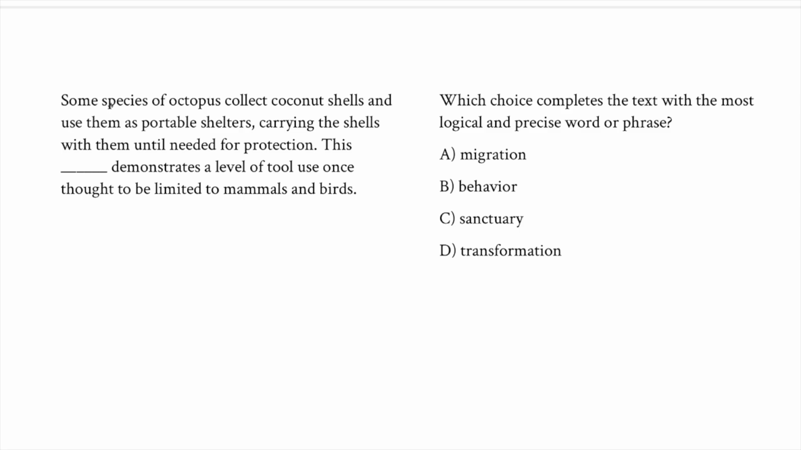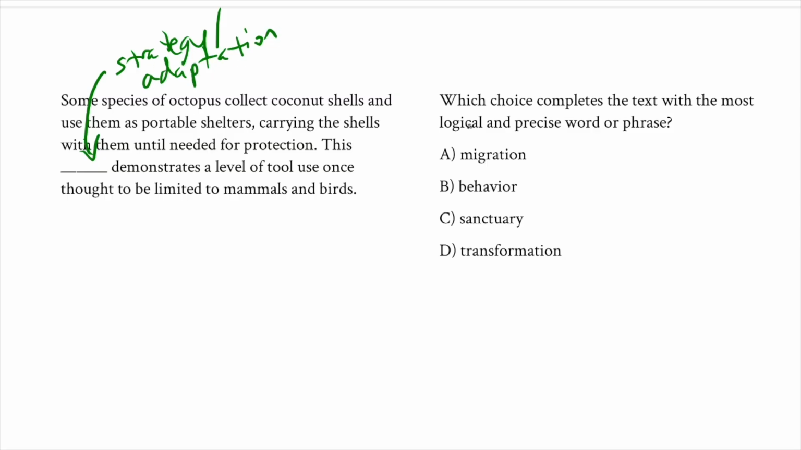So it says, some species of octopus collect coconut shells and use them as portable shelters, carrying the shells with them until needed for protection. This blank demonstrates a level of tool use once thought to be limited to mammals and birds. So this might be a little more challenging, because what is this referring to? It's kind of like a strategy, maybe an adaptation, something that they do.